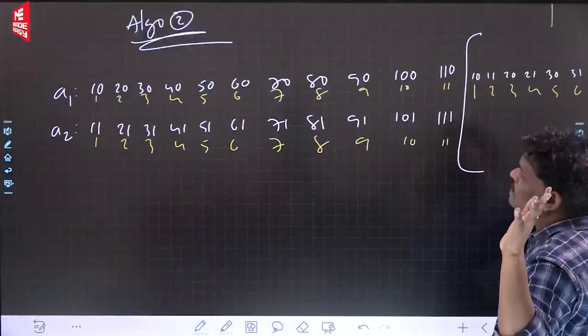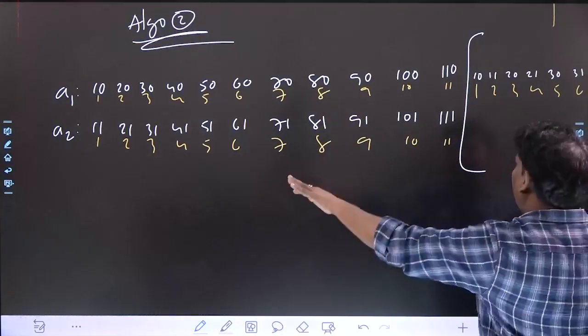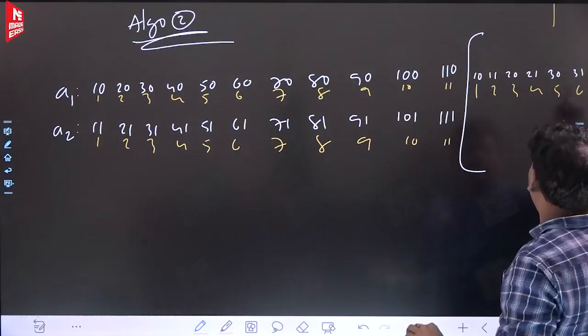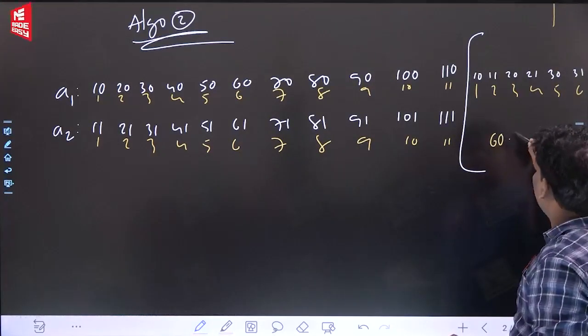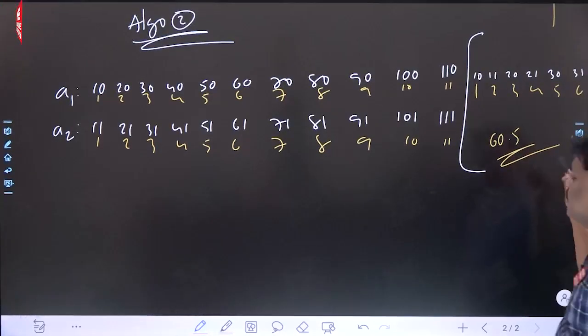One more algorithm is there. That algorithm I am explaining. Before starting the algorithm, I want to explain what the answer will be. The answer is going to be 60.5. How to get it? I will explain.